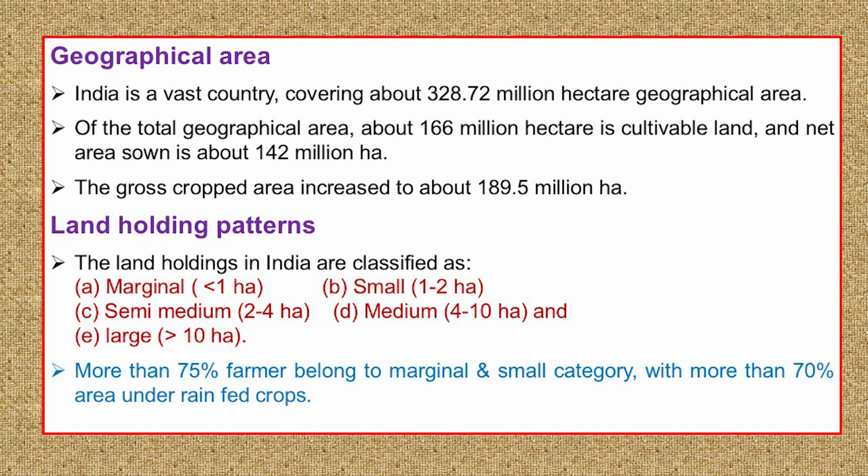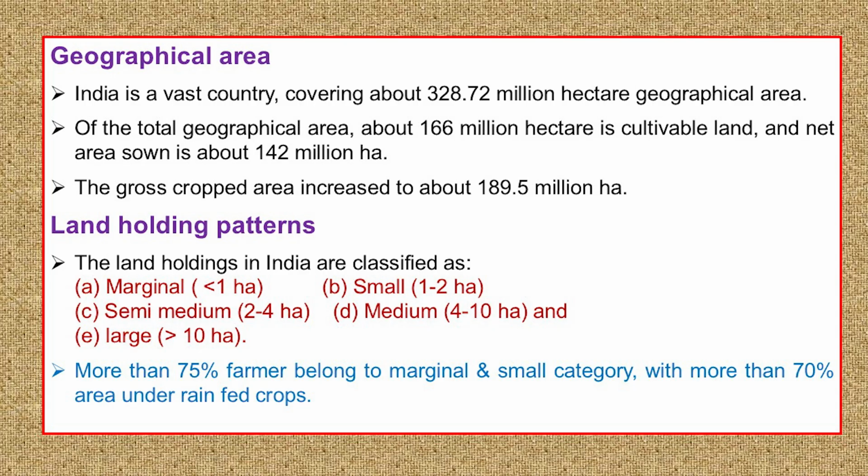If we talk about gross cropped area, we have around 190 million hectares in India. It means that out of the net cultivated area, we grow two crops in certain areas. That's how the net cultivated area is 142 million hectares, but the gross cropped area in India is about 190 million hectares. Let us move to the landholding patterns.